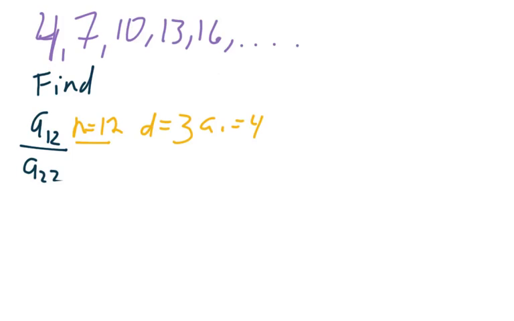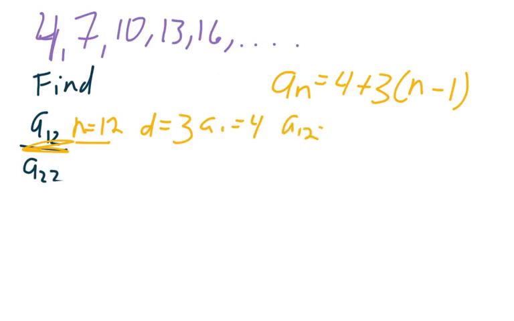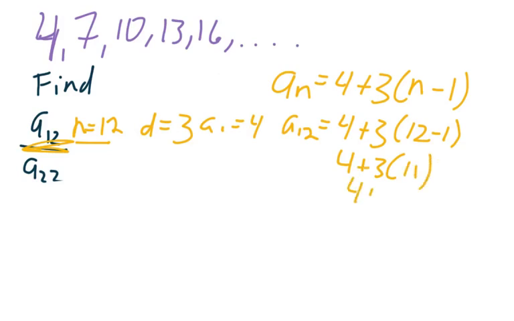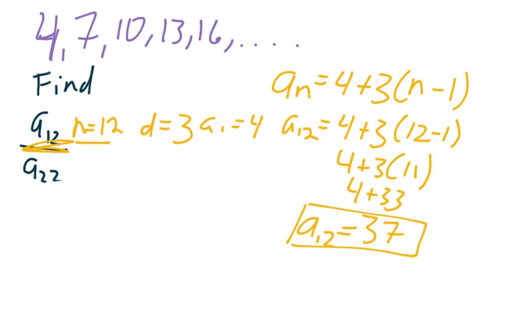So we can write our equation. A of n equals 4 plus 3 times n minus 1. And now for this one, we want to find a12. So our n value is 12. So 4 plus 3 times 12 minus 1. So we got 4 plus 3 times 11, 4 plus 33, that gives us 37. So a of 12 is equal to 37.